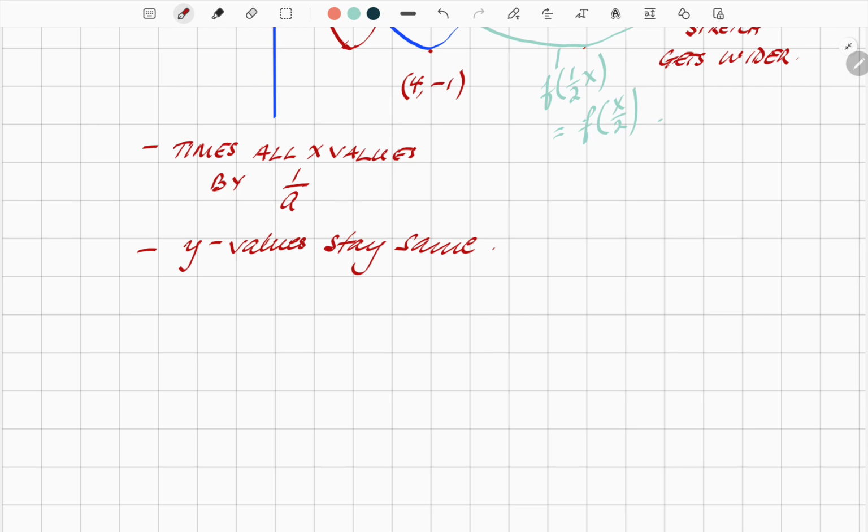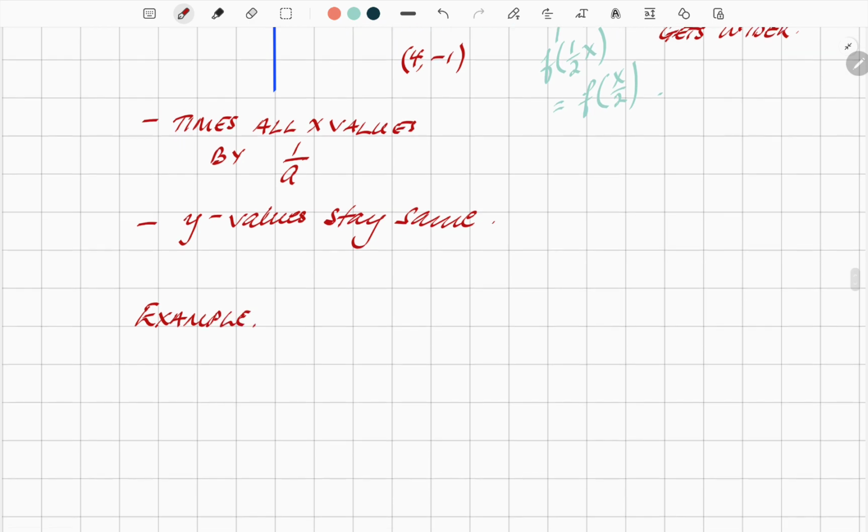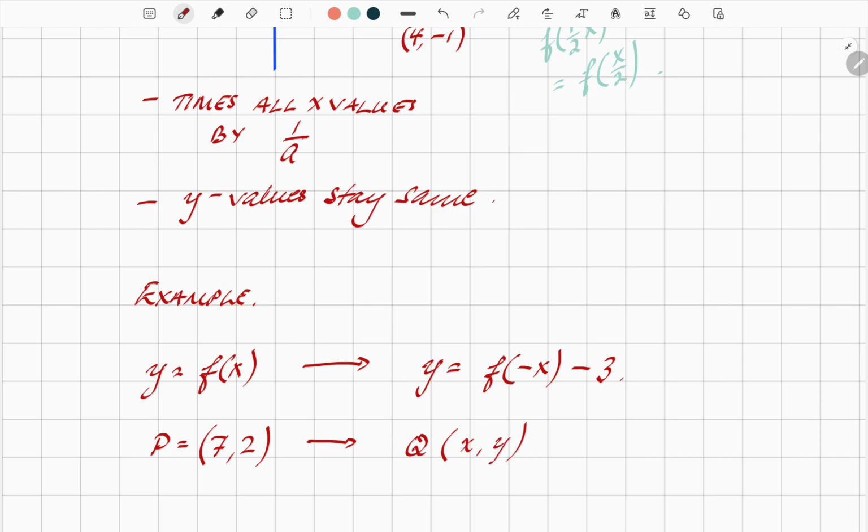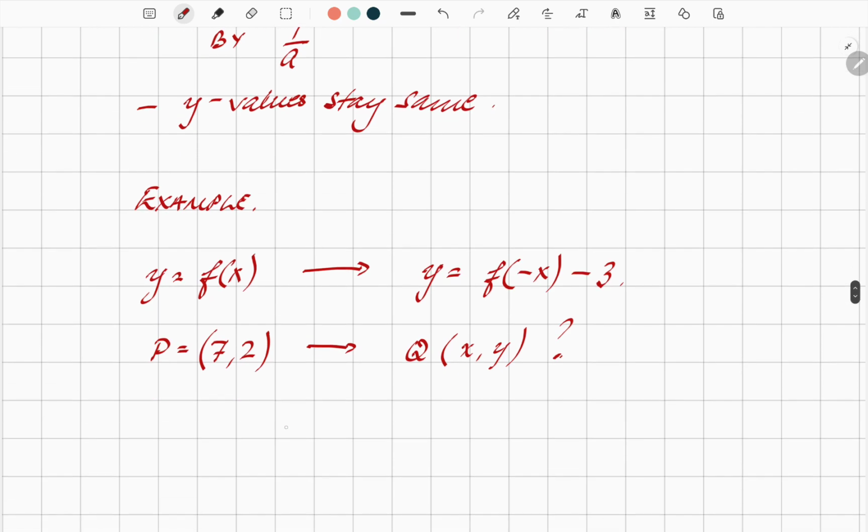Now, if we take a particular example, one that I was doing with one of my students earlier on, they gave a particular graph. It said there is such a curve, y equals f of x, and they say it's transformed to y equals f of minus x minus 3. And then it says there's a point, I think it was P equals 7, 2, and that moves to a point Q, which has obviously xy coordinates, and they want the coordinates of Q itself. So let's examine what's going on there.